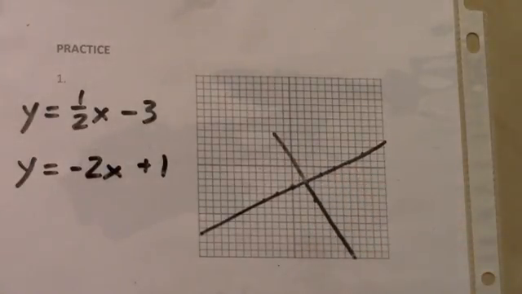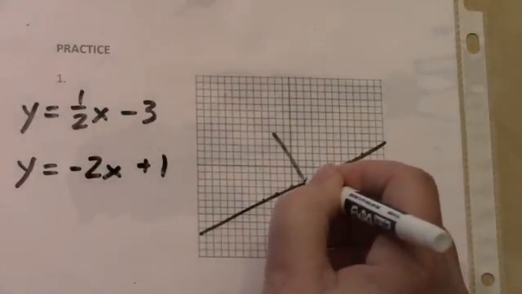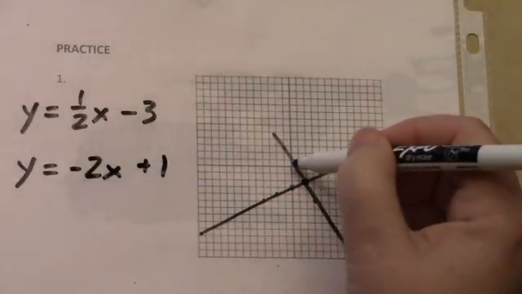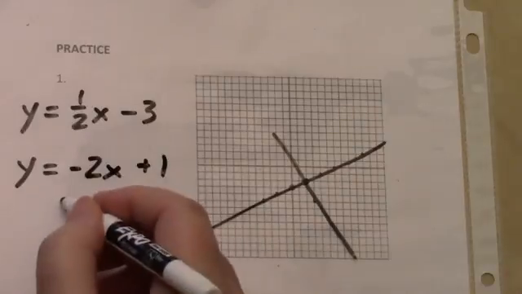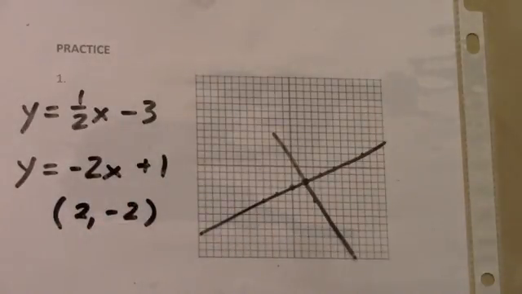Now, because I had some random numbers and the graph is small, it's a little hard to see where they intersect. But the coordinate, let's say, is this point right here. That's as close as we can get. And what is that coordinate? Well, from our origin, it's 2 to the right and 2 down, which means the solution would be 2, negative 2.